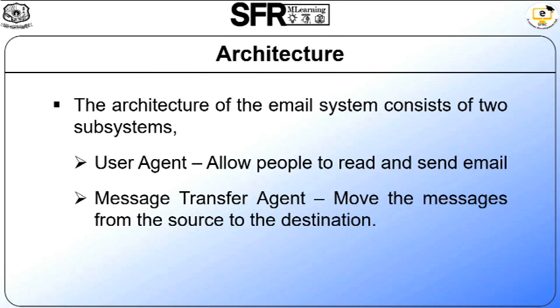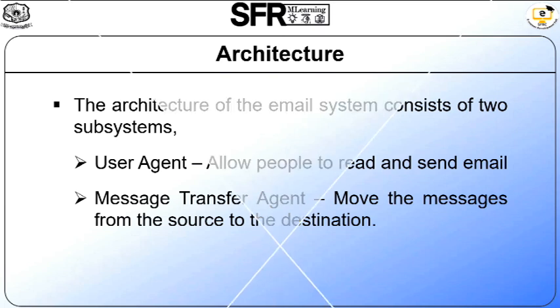Next is the architecture of email. The architecture of the email system consists of two subsystems: the user agent and the message transfer agent. The user agent allows people to read and send email. The message transfer agent moves the messages from source to destination.